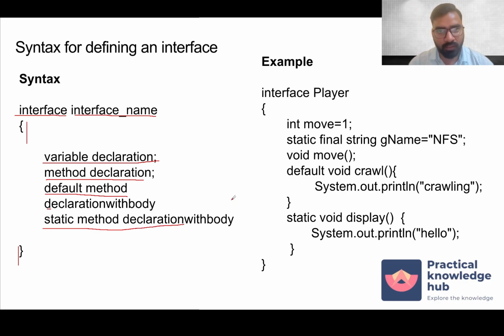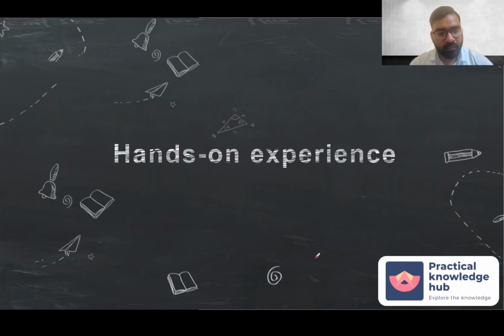Let's see how an interface looks. Here is an example of an interface. This is interface Player, where interface is the keyword and Player is the interface name. Over here we initialize a variable, which is by default public and final, and we define a game name, NFS. We also define an abstract method void move, a default method roll, and a static method which is going to say hello. Let's get some hands-on experience with interfaces.